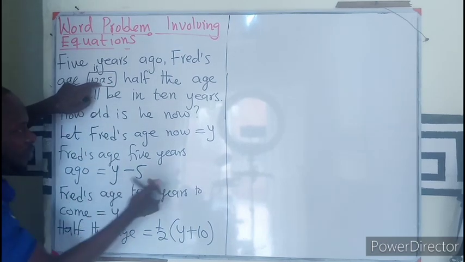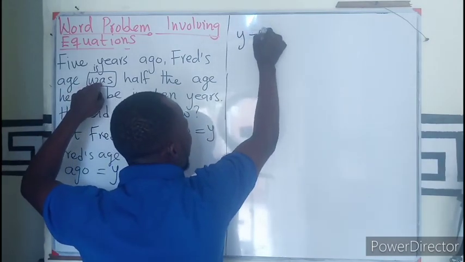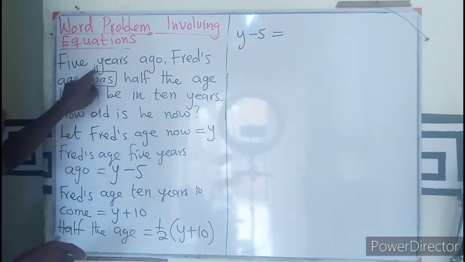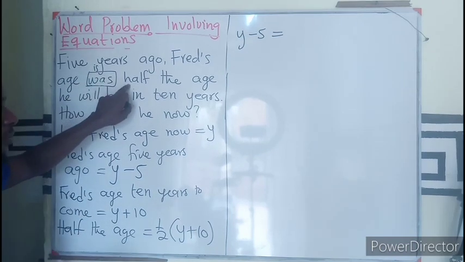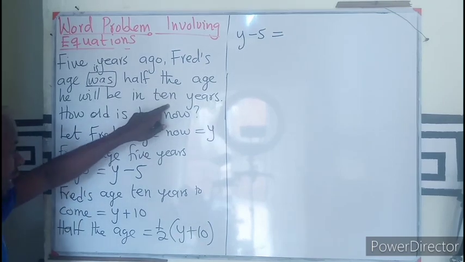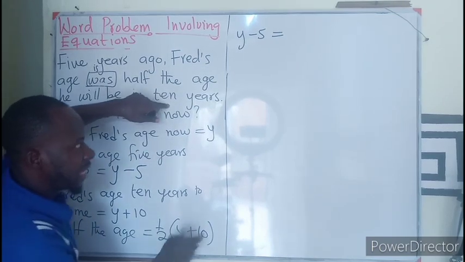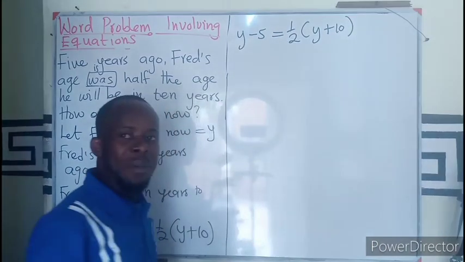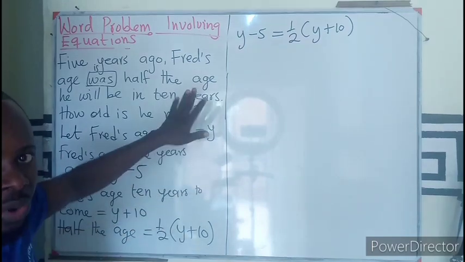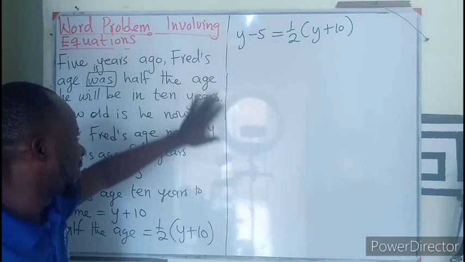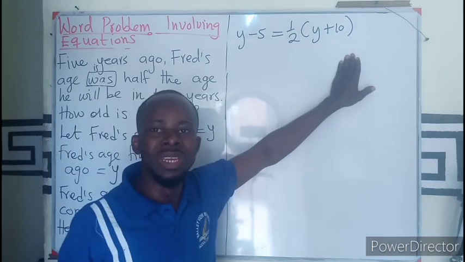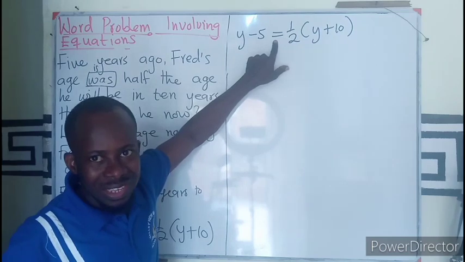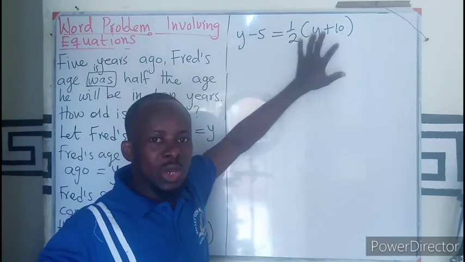So where is the 5 years ago? y minus 5. Was is a year before, but we can take that as is. Then half the age in 10 years to come. Where is it? Half the age in 10 years to come. So this becomes our mathematical statement, which is the equation we are looking for. All these words are just translated to mean this equation: y minus 5 is equal to half of y plus 10.